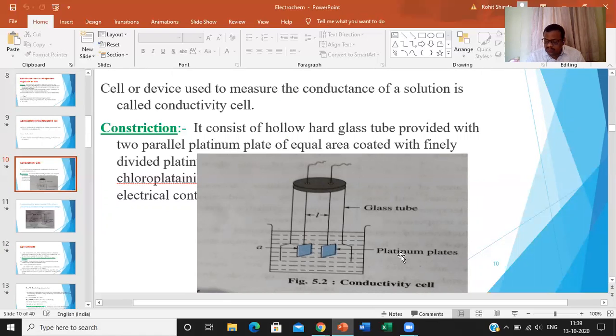By electrolysis with chloroplatinic acid, the two plates are connected to wire for electrical contact. So this is the conductivity cell, which has a hard glass tube with two parallel platinum plates.